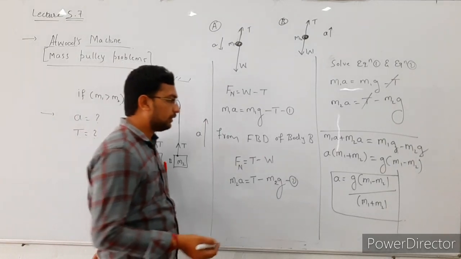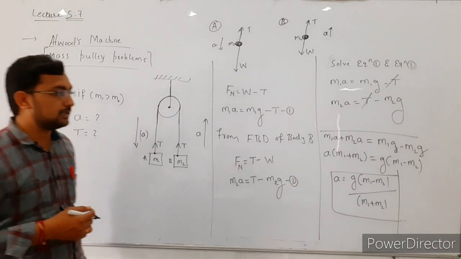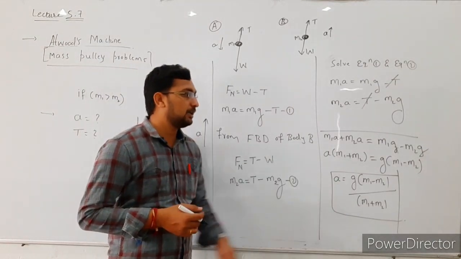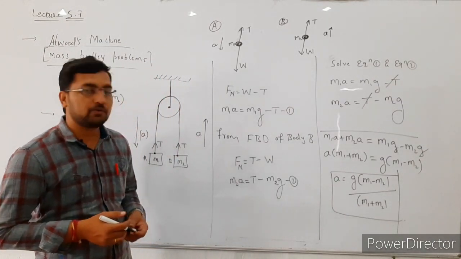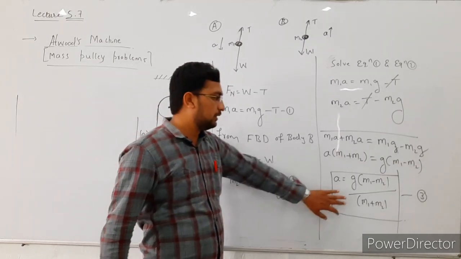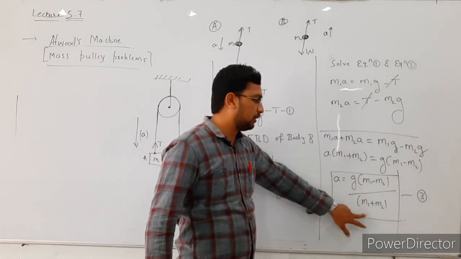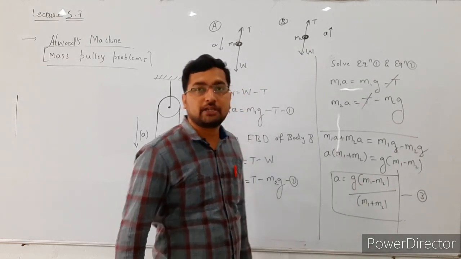Then we are going to find the tension inside the string. This is the acceleration value: a is equal to g bracket of m1 minus m2 divided by m1 plus m2. So this is our equation number 3.